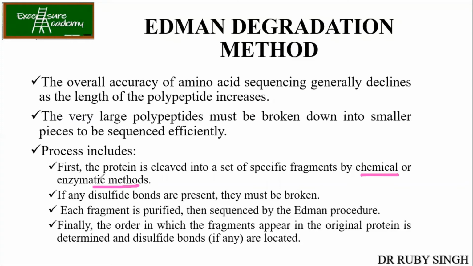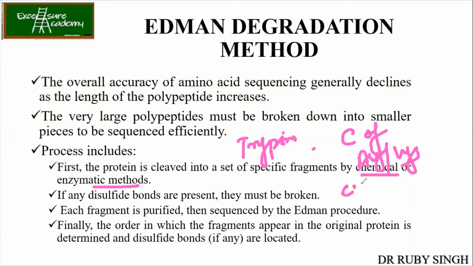For example, let us say that trypsin is there. Trypsin will cleave the polypeptide chain into fragments wherever lysine and arginine are present. You need to remember this. Trypsin will cleave the polypeptide chain at the C terminal of arginine and lysine. So wherever in your polypeptide chain arginine and lysine are present, that many fragments you are going to get.